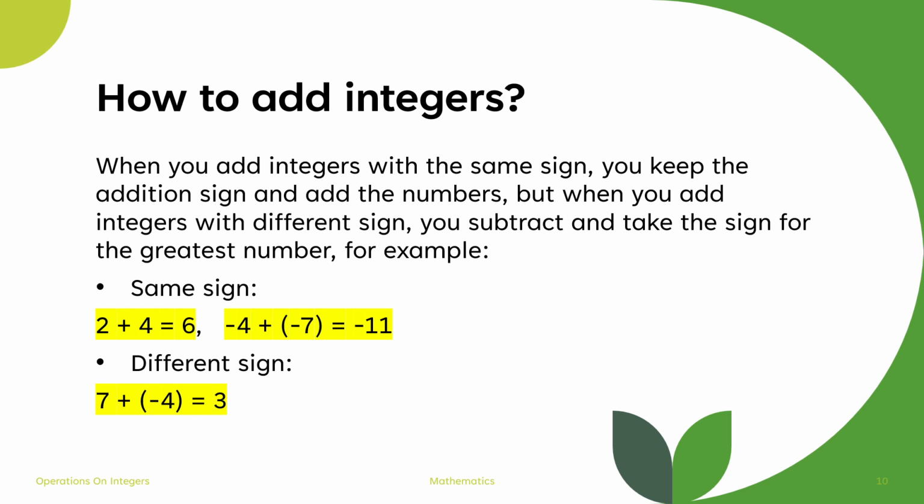But when you add integers with different signs, you subtract and take the sign of the greatest number. Of course, it's not like when you add integers with the same sign. For example, 6 plus -2. Here you have to find the absolute value of the 2 numbers, and then you start calculating. 6 plus -2 is the same as 6 minus 2. So the answer is positive 4.